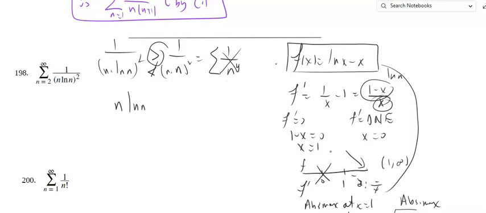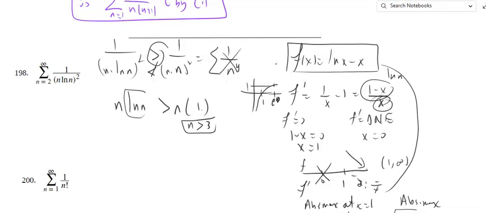n natural log of n, we say that is bigger than n times 1. Natural log of n is bigger than 1, but if you look at the graph of natural log, it's 0 at 1. You have to reach e for it to become 1. So e is 2.71. So that's true if n is 3 or bigger than 3.